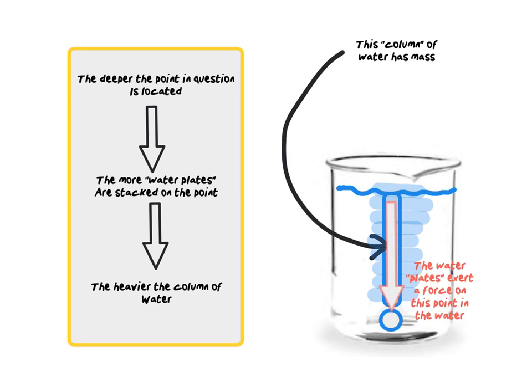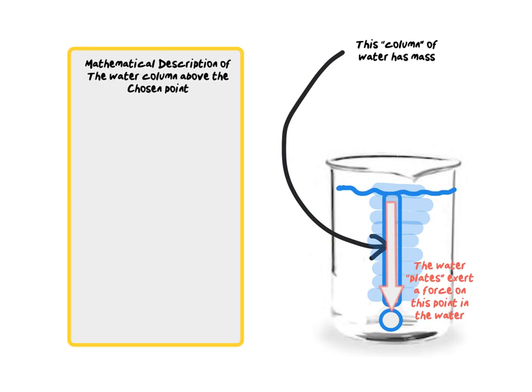If we wanted to mathematically describe the weight of that column of water above the plate, what we could do is write that the force that is exerted on that point is equal to the pressure at that point times the area. This is just manipulating the definition of pressure, which is the amount of force per unit of area. Now the force is specifically the weight of that water above. The weight is the mass times the acceleration due to gravity.